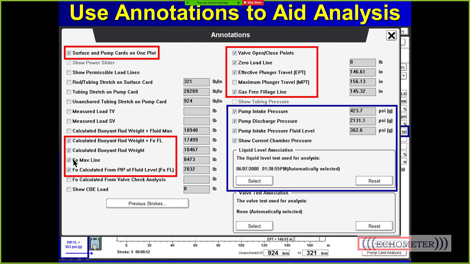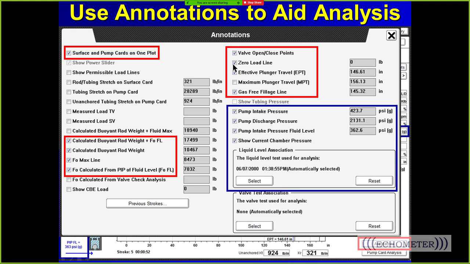And then I usually show the maximum load line based on zero pump intake pressure for the pump card. I typically show the load line from the fluid level shot, and that should match closely to the height of the pump card, and we've talked about that in previous Ask Echometer presentations. And then I usually, probably almost always, show the valve open close points, because for the calculations to work properly inside TAM, those valve open close points need to be moved to the corner of the pump card. If they're not there, then the calculations may be off.